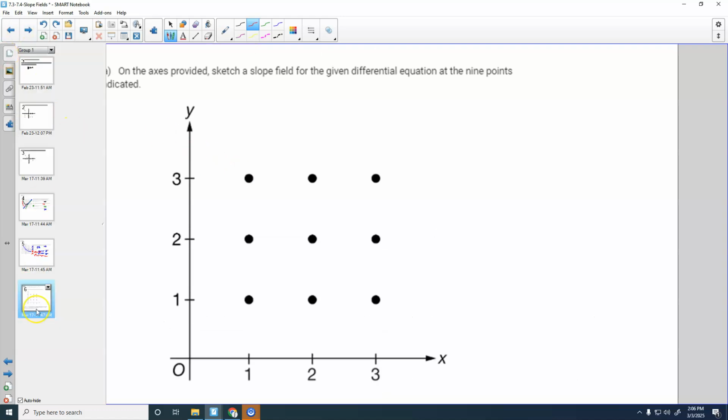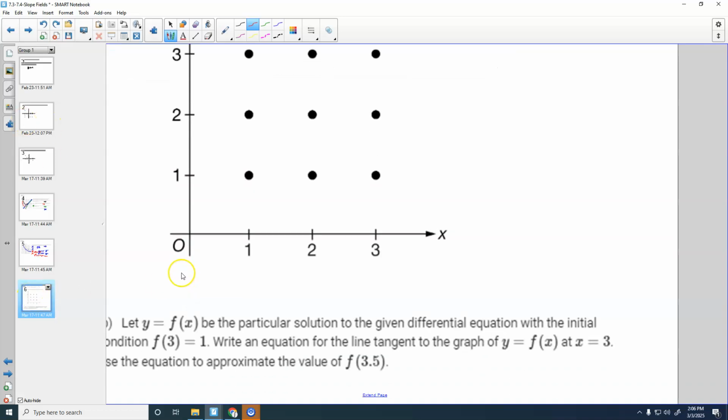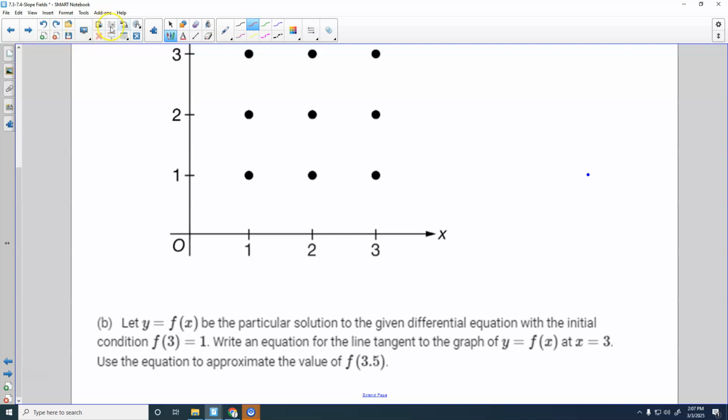Let's see. I really need another one. I might do one from the homework. Let's see. Okay. We're going to do this one.